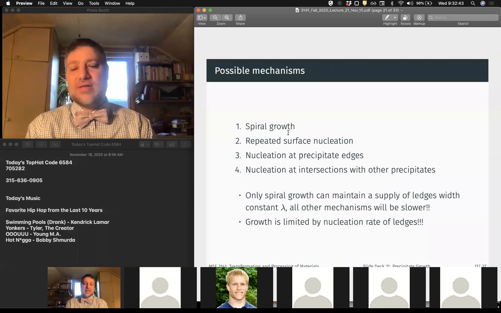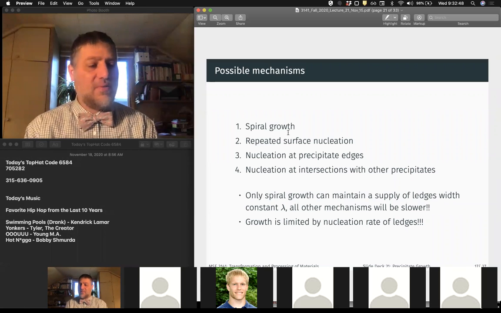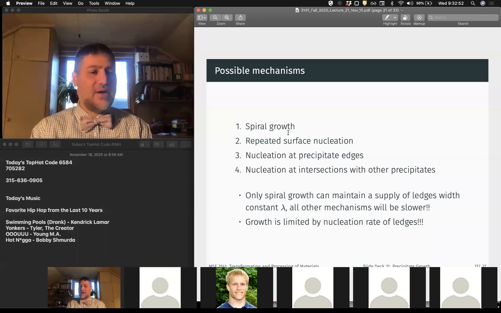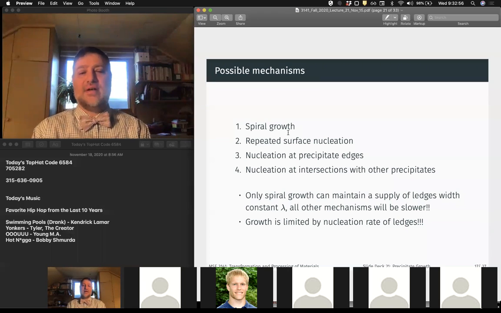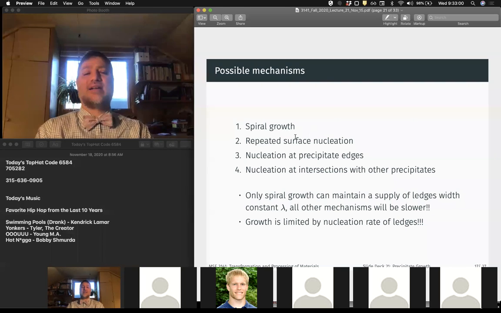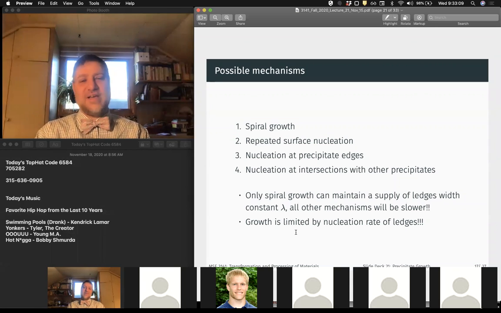So spiral growth is the dominant mechanism for the growth of coherent or semi-coherent interfaces, which means we need a dislocation, right? We need the defect in order for our precipitate to grow. That's like a very material science statement, right? Everything's controlled by defects, right? We need an imperfect crystal in order for that crystal to grow.